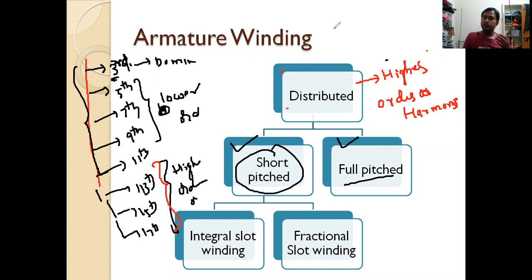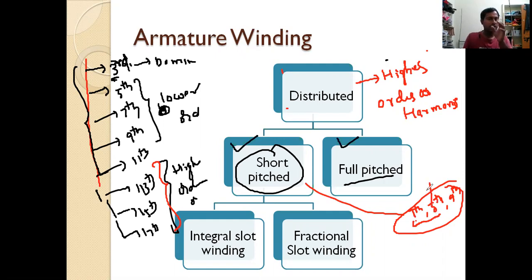By using short pitch winding, we can eliminate the 5th, 7th, and ninth harmonics. By using short pitch winding, we can eliminate any one or two. If you want to eliminate two, we need to use short pitch winding. If you want to eliminate particularly the fifth order, we should use a short pitch winding, and by changing the short pitch, that is, how much we are shorting, based on that we can eliminate the 7th, 5th, and ninth. I will explain later.